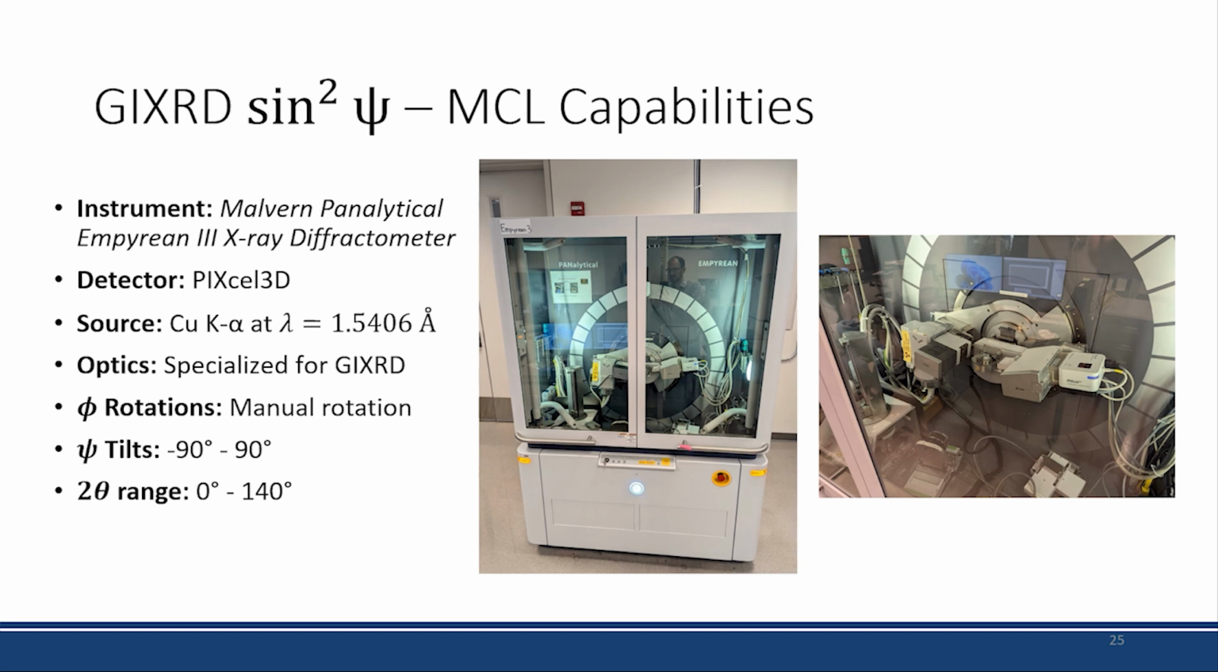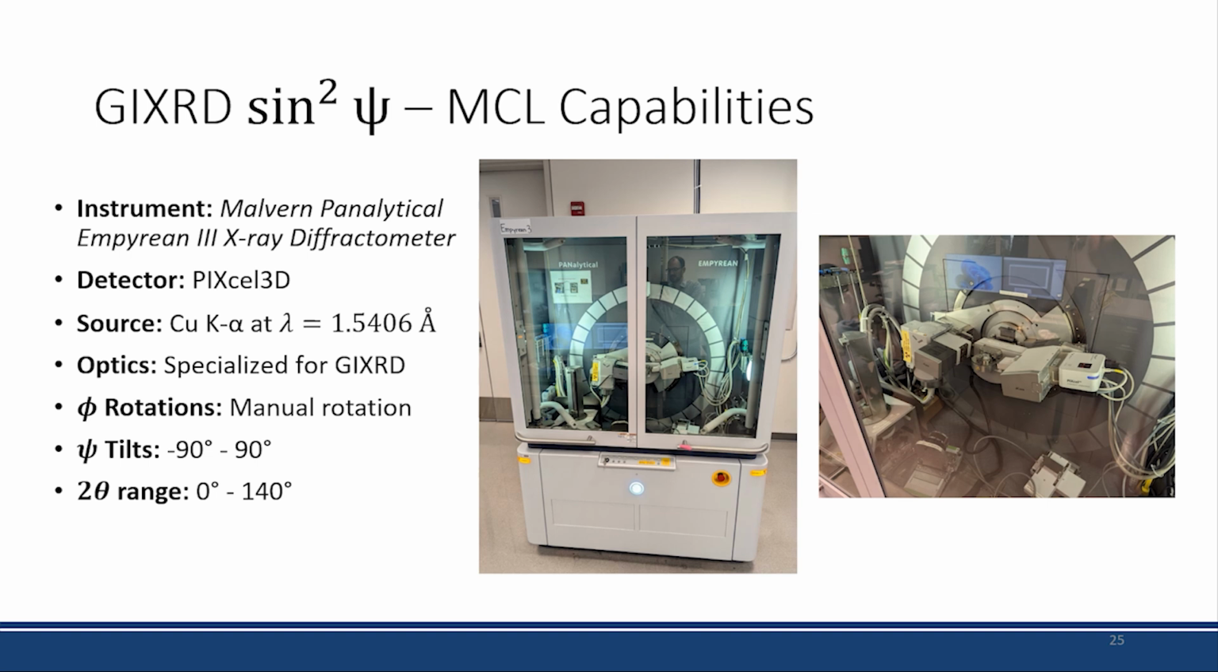So in the MCL, you can use the Empyrean to do this. It has a copper K alpha source. One really great thing about using this tool is that it has specialized optics for grazing incidence XRD, with parabolic mirrors and other solar slits and things that you can put in to really get a nice signal from that. There's also a translational stage, which will allow you to tilt your sample and move it in X, Y, and Z. It has a manual rotation on it, so you can track that as well.